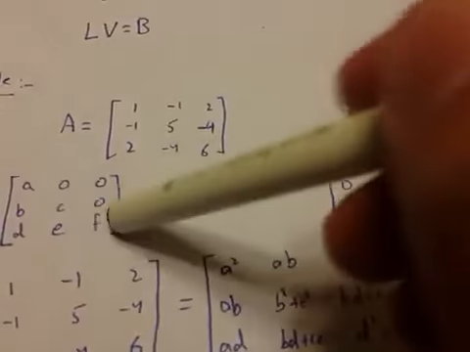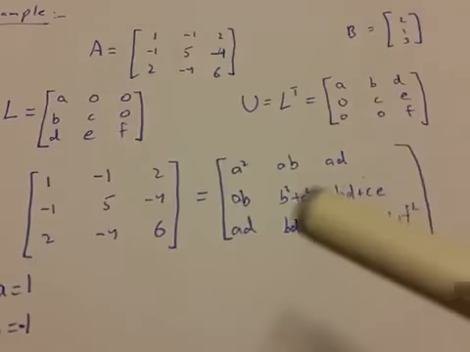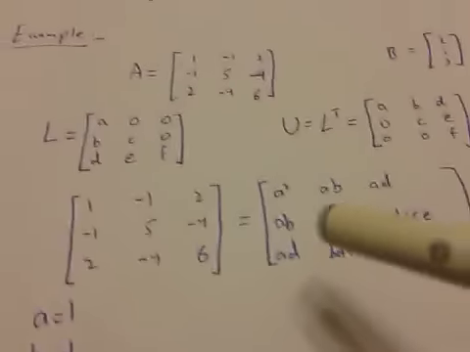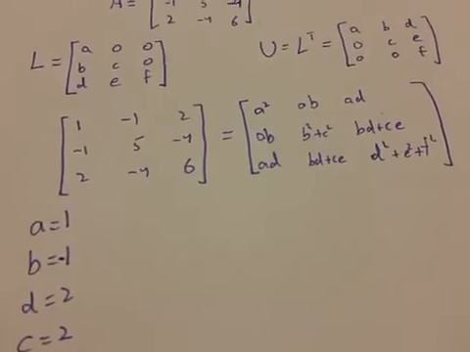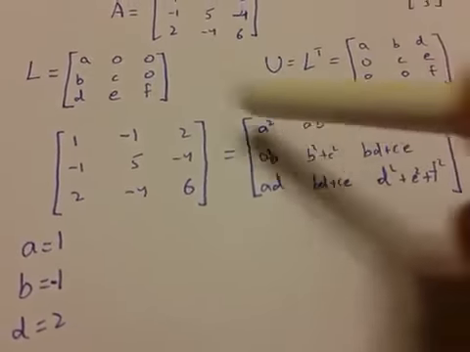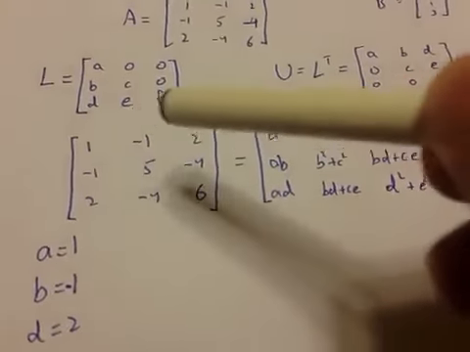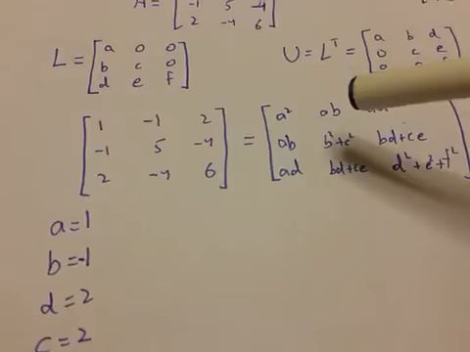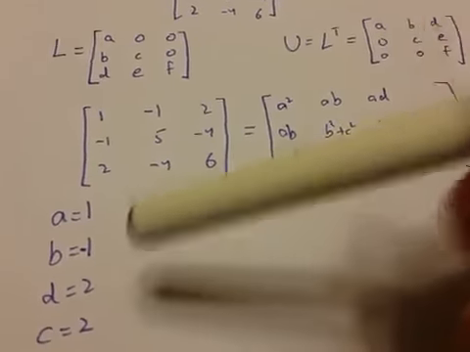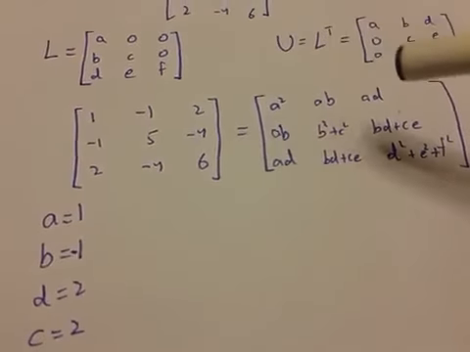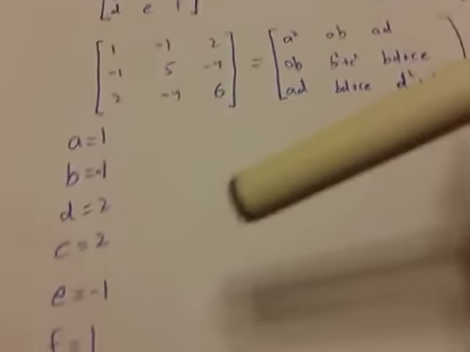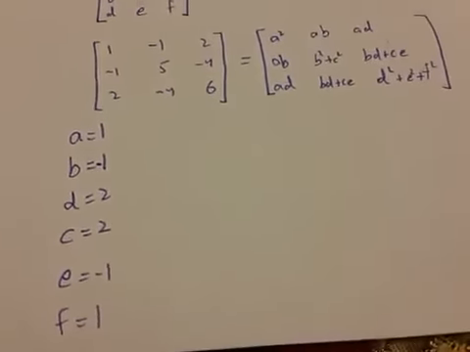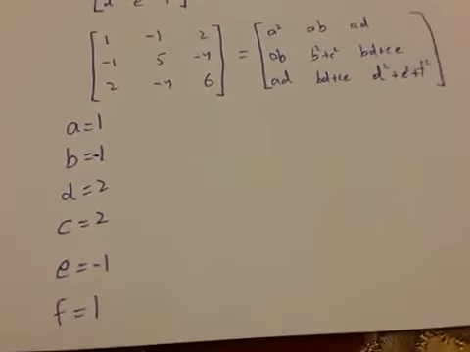Now if you multiply these two matrices together, you have LU. And as you remember from up here, A = LU. Now as you can see, a squared is equal to 1, so applying the square root on both sides, you get a = 1. Similarly, since a is 1, ab is equal to -1, so b has to be -1. ad is equal to 2, a is 1, so d has to be 2. Similarly, substituting these values in these equations, you can get values for c, e, and f, which are as displayed.